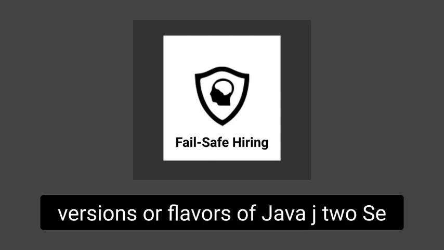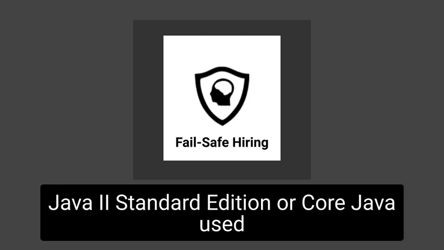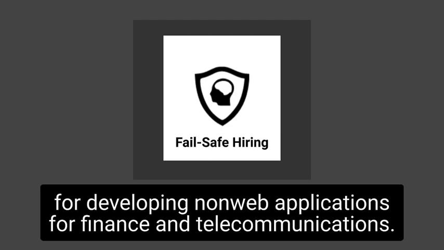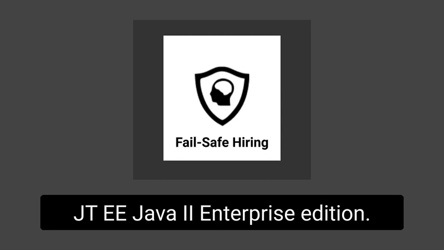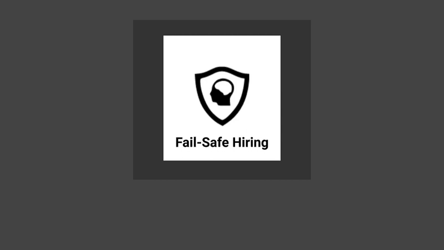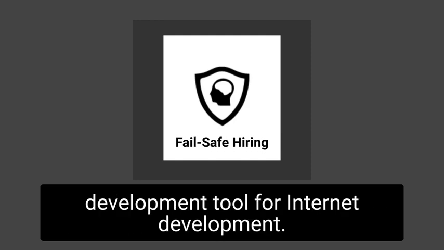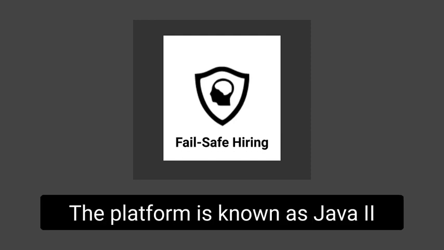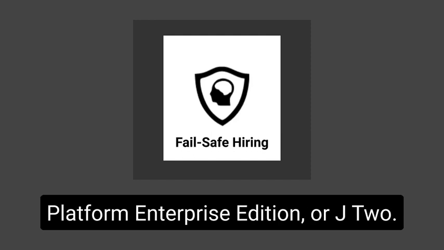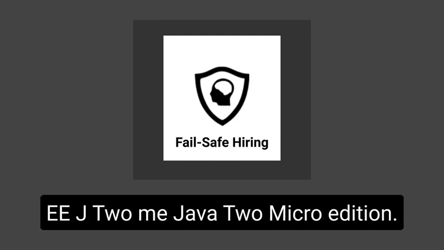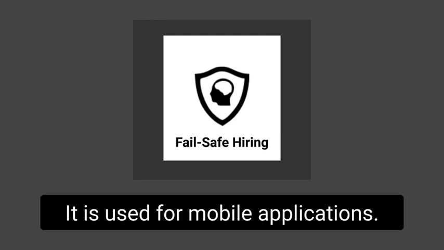Versions or flavors of Java. J2SE, Java 2 Standard Edition or Core Java, used for developing non-web applications for finance and telecommunications. J2EE, Java 2 Enterprise Edition. It has become the rapid application development tool for internet development. The platform is known as Java 2 Platform, Enterprise Edition or J2EE. J2ME, Java 2 Micro Edition. It is used for mobile applications.